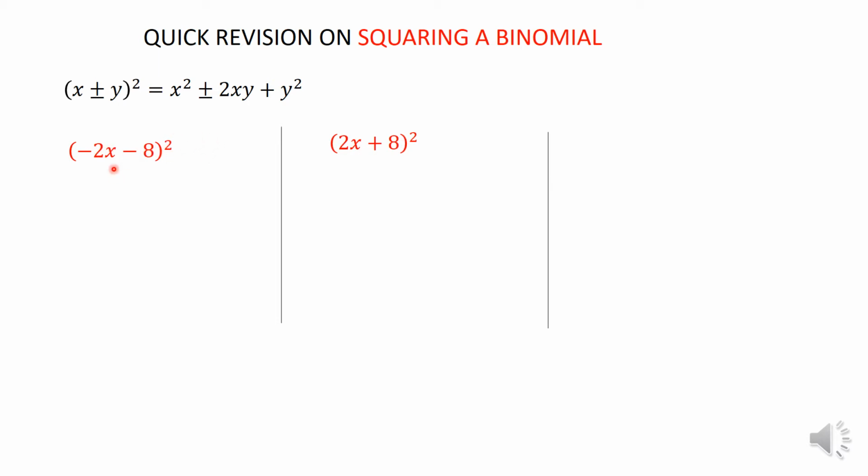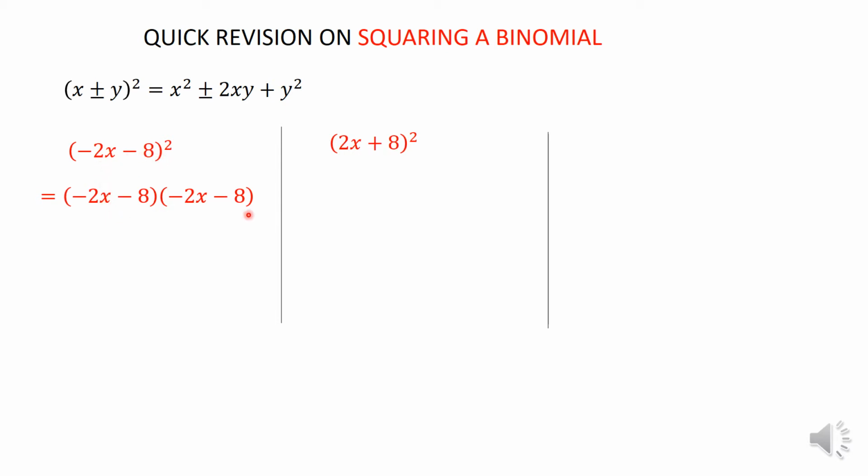One of the things you should realize when you are squaring a binomial or any number for that matter, even if it's a negative number, is that when you square it, you should get a positive answer. And if you square this one here as well, you should get a positive answer. So these two in a nutshell are going to give you the same expressions.